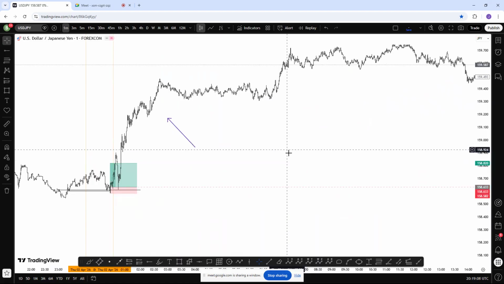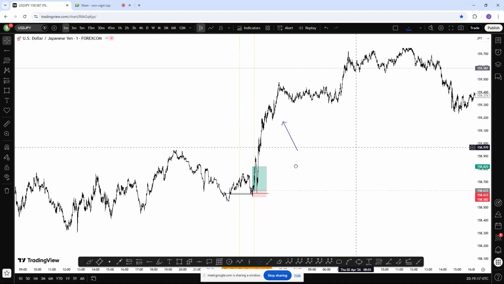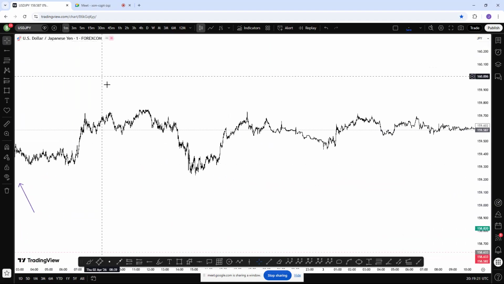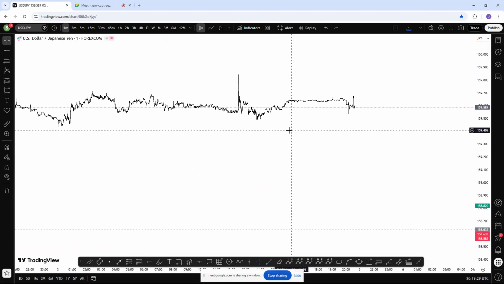So that's it. That's what I use for 1 hour. The same for 15 minutes, though I don't see myself doing that very often. I use a 3 or 5 minute key level, and I still use 1 minute confirmation. So that's it, guys.